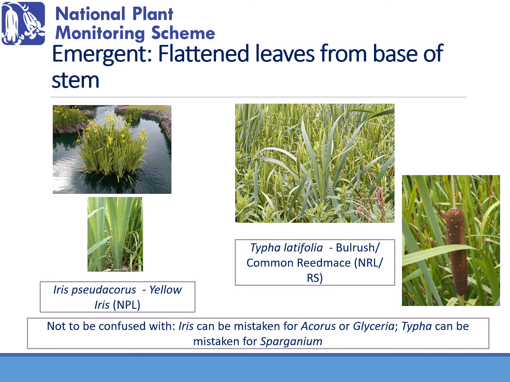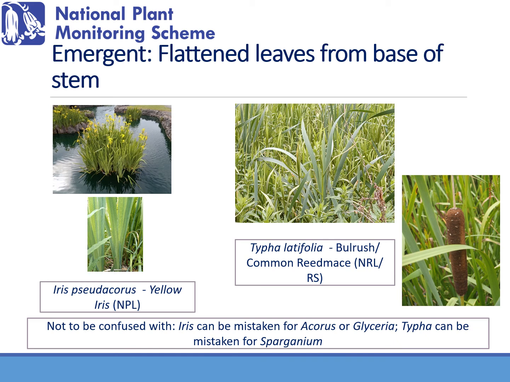On the right we have the bulrush, Typha latifolia, and it's quite easy to pull out from some of the other vegetation that it might be growing with by this grey-green colour. The leaves all fan out from the base, so all the leaves come up from the base of the plant, normally below the water surface. The leaves are flattened, and the plant can grow to be really tall. It can be 2 metres plus.